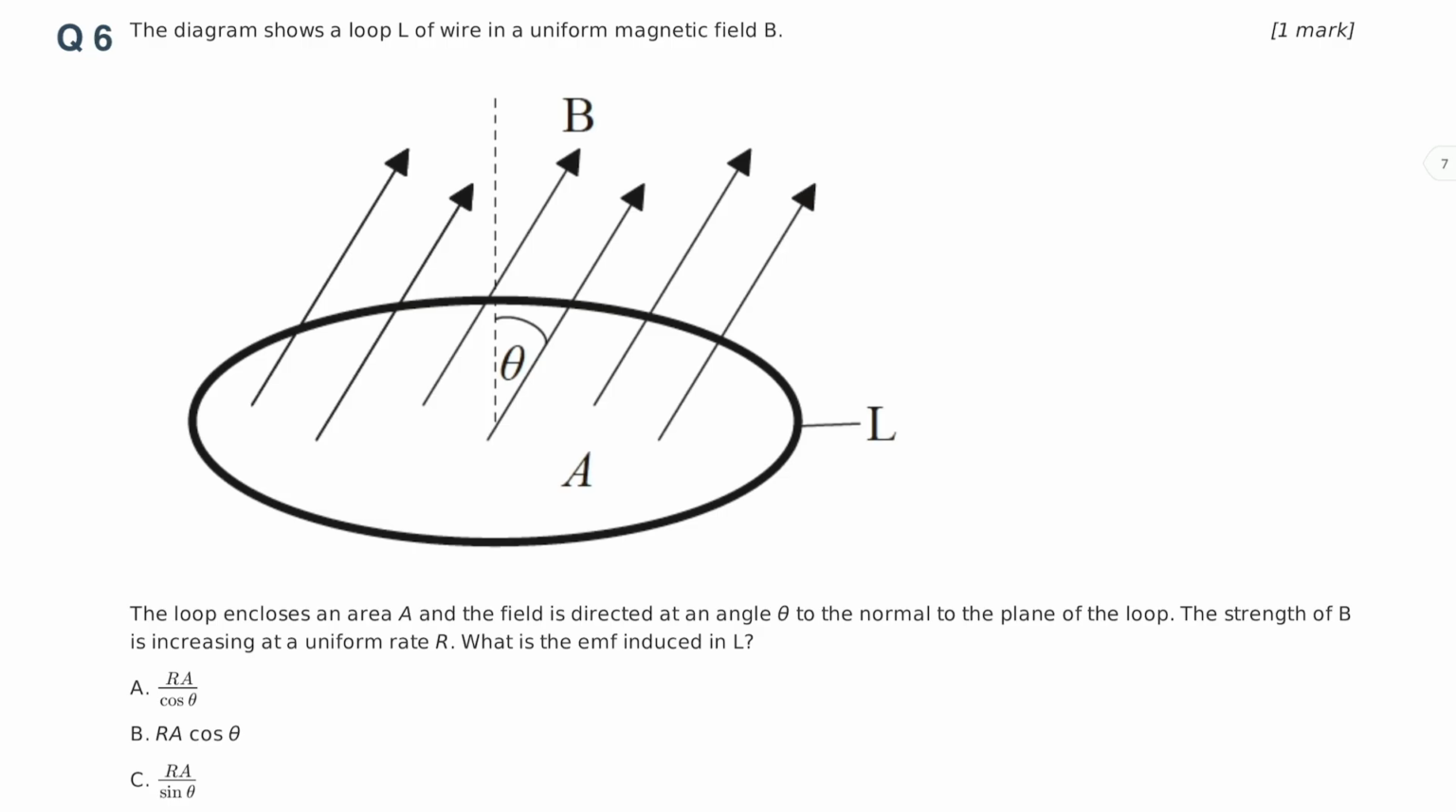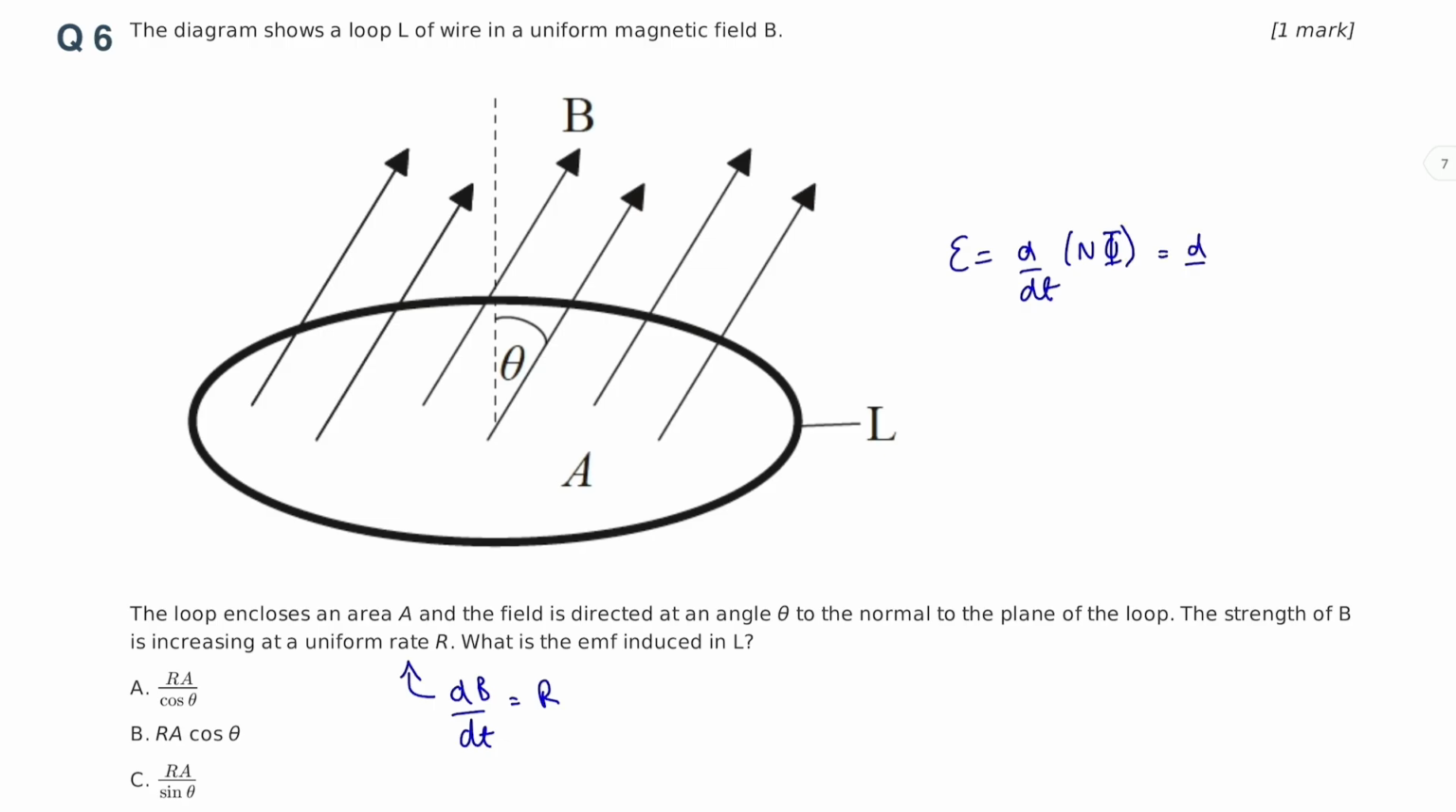The diagram shows a loop L of wire in a uniform magnetic field. The loop encloses an area A and the field is directed at an angle theta to the normal of the plane of the loop. The strength of B is increasing at a uniform rate R. So what that means is that dB by dt is equal to R. What is the EMF induced in L? So EMF is the rate of change of magnetic flux linkage.